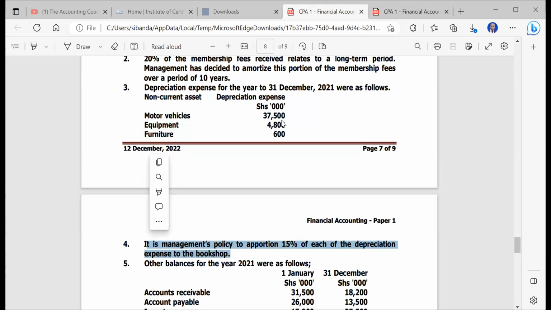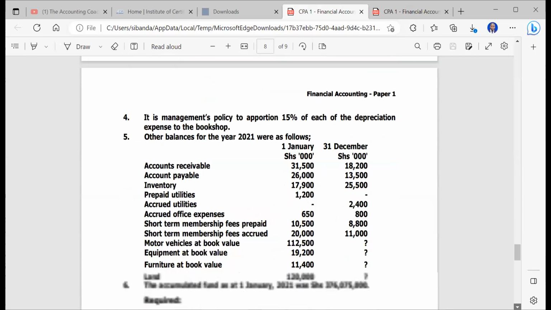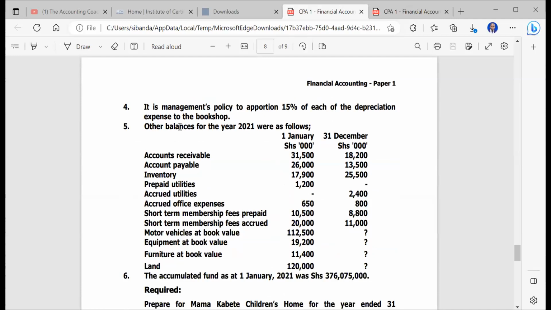So it means that when I'm doing the profit and loss for the bookshop, I'll come and get 15% of this depreciation, 15% of this depreciation, 15% of this depreciation. That is what I'm going to do. And then I have now this information. They are telling me other balances are as follows.